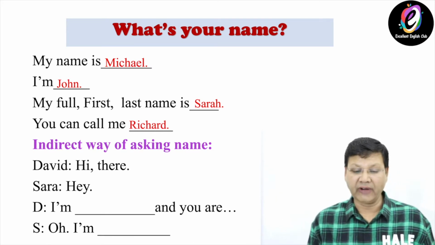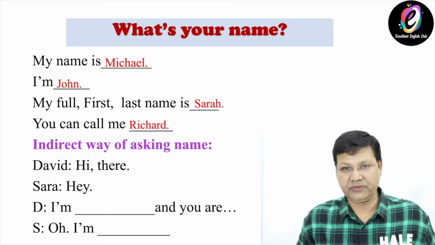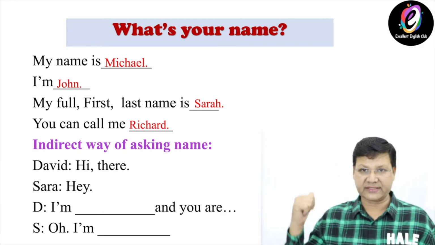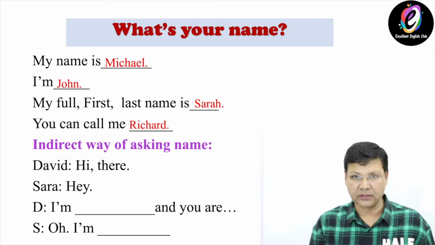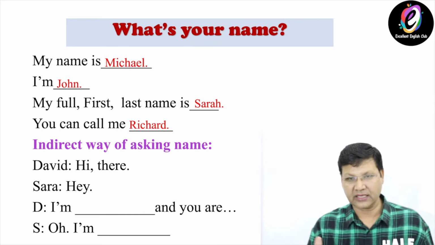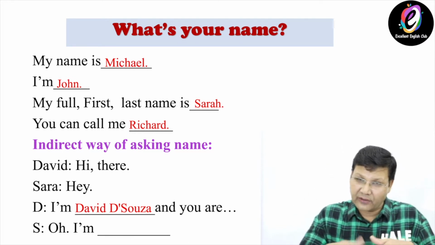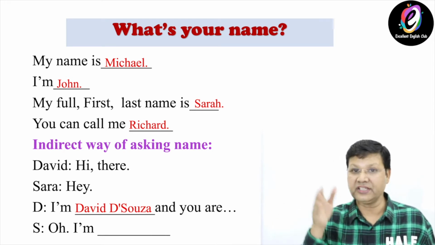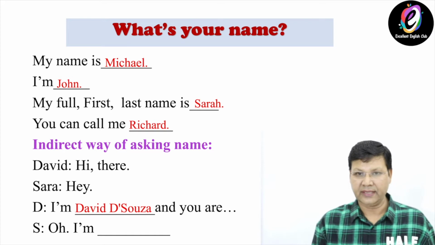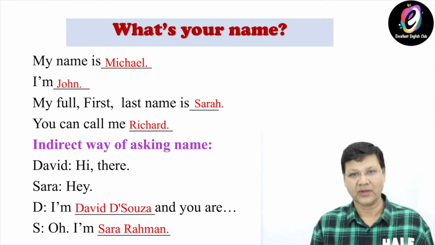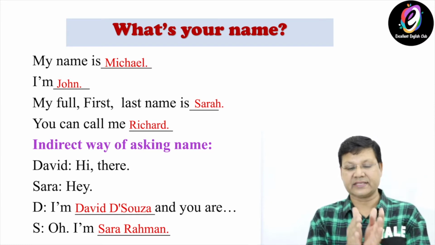There is another way of asking name, that is called indirect way of asking name. In this case, what we do, we tell our names, okay? Look here, I have an example here, a very small conversation between David and Sarah. Okay, so how they will do it? Look here. David will say, hi there, Sarah. Hey, David, I am David D'Souza. And you are, what he says? He is telling his own name first and he is just giving the chance to the person whom he is talking to answer. And he is just leaving an incomplete sentence. And you are, so what is the answer of Sarah? Oh, I am Sarah Rahman. So this is indirect way of asking name. So this is the way of telling the answers of the question, what's your name?